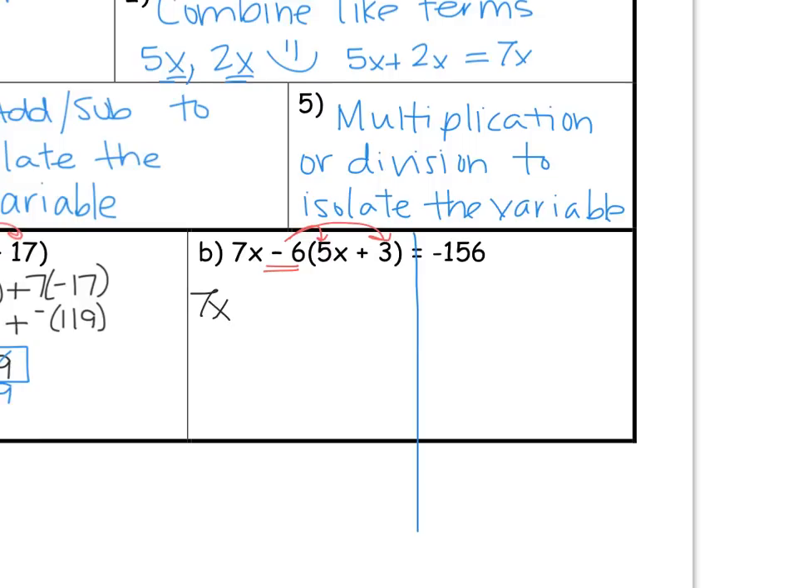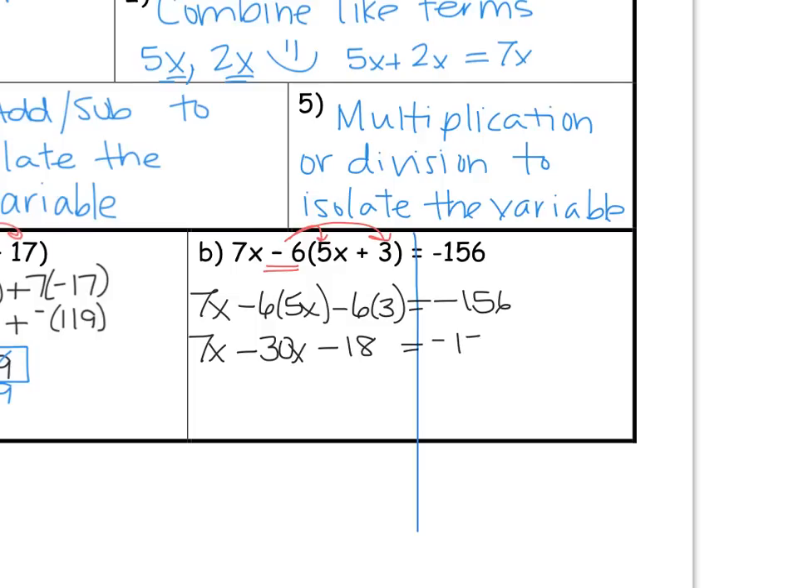7x is going to stay the same. I have negative 6 times 5x, and a negative 6 times 3 equals negative 156. So when I simplify, I get 7x minus 30x minus 18 equals negative 156. I'm going to combine like terms. Those two right there, 7x and negative 30x, are negative 23x minus 18 equals negative 156.